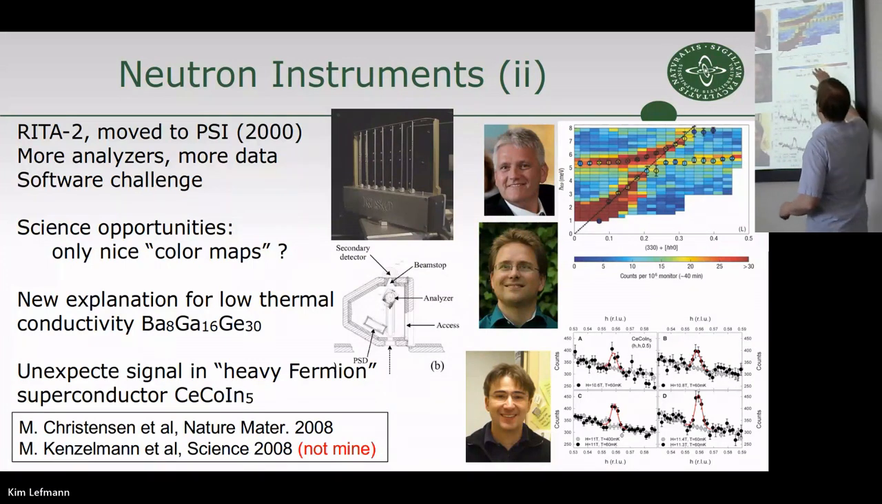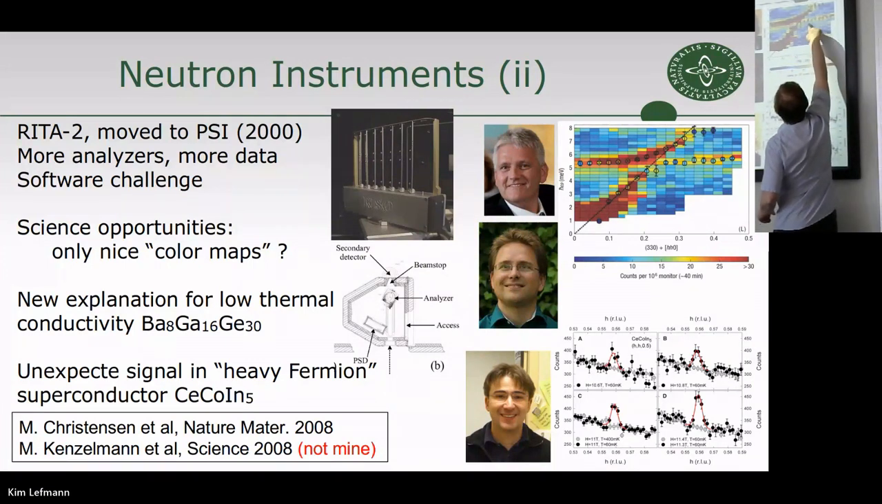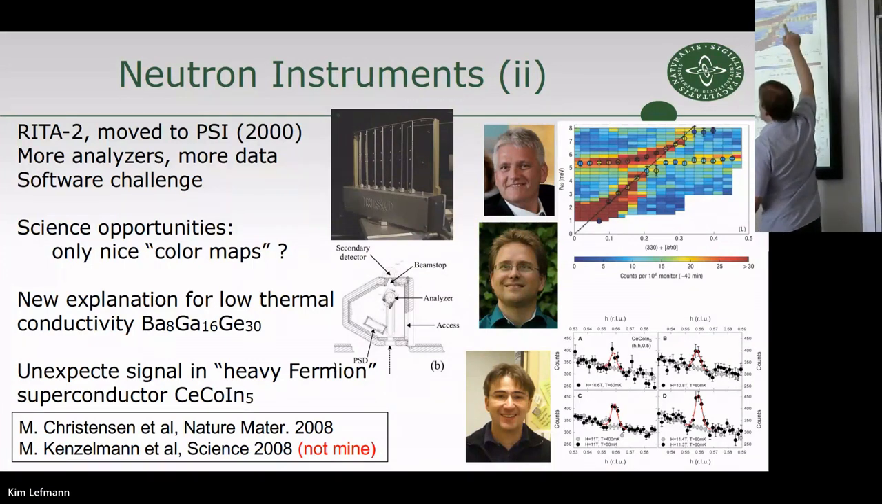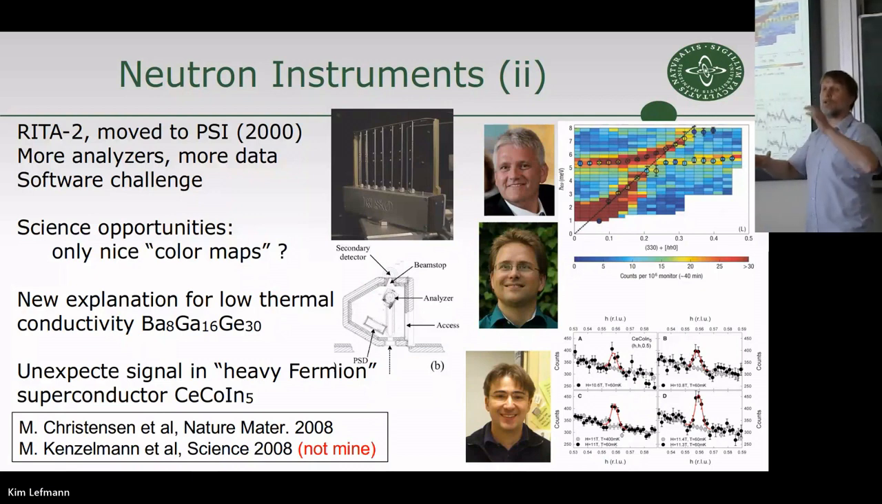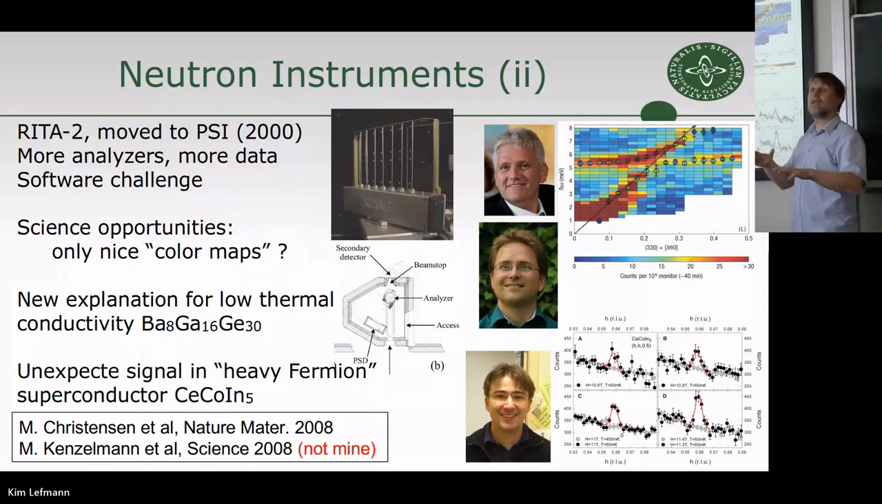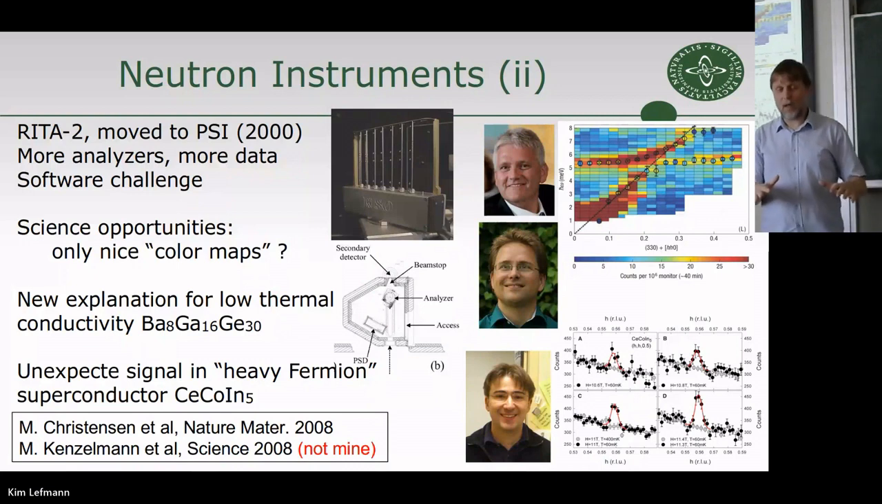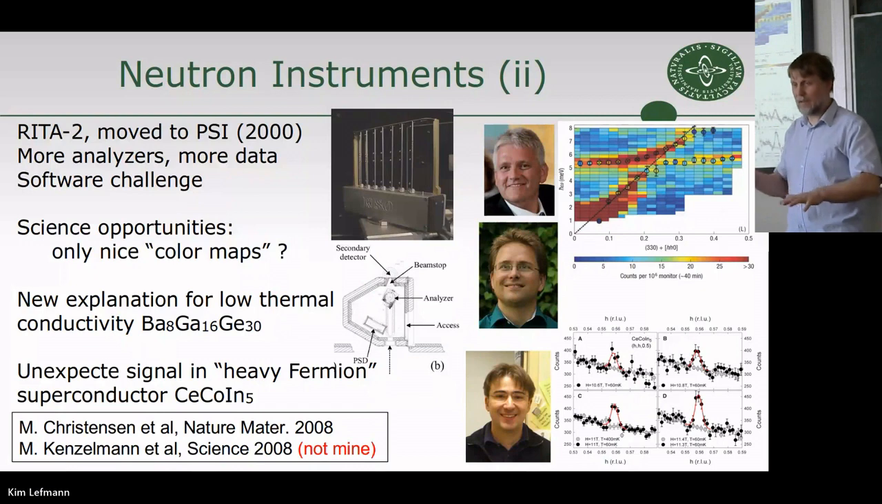Instead, what actually happened is that there was an avoided crossing here. Eventually it turns down, it decreases the group velocity of the phonons in much of the Brillouin zone. And since the heat transport goes with velocity as well, that was actually the reason.